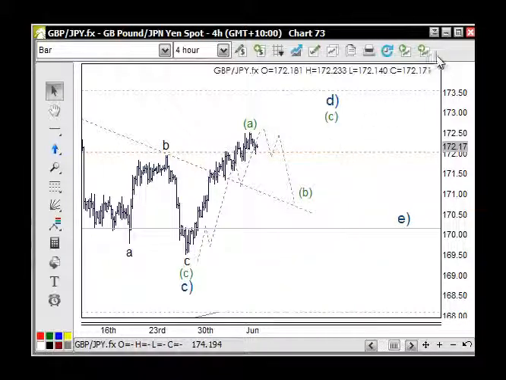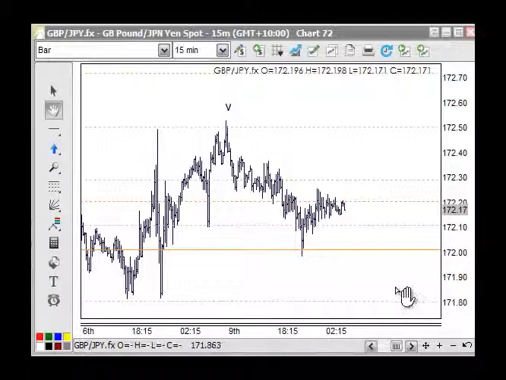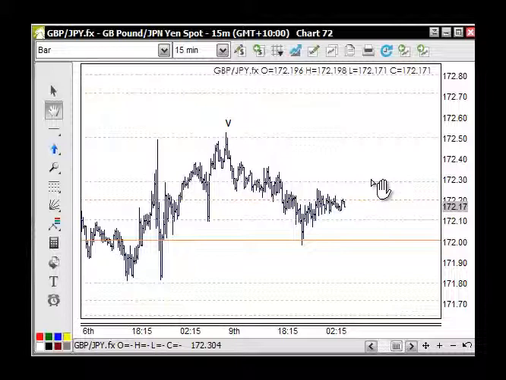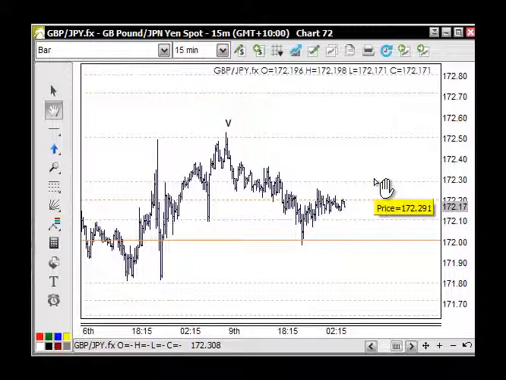Now, of course, we don't want to miss anything. So if the next time around we get support on 172.30, a nicely tested support, then we'd need to be long from that point. Otherwise, we're looking for a move lower through here, but we don't have a very clear impulse wave to the downside so far.